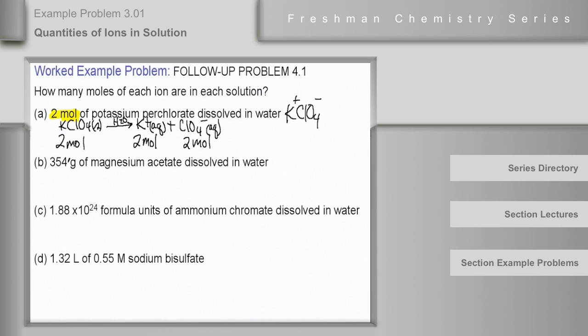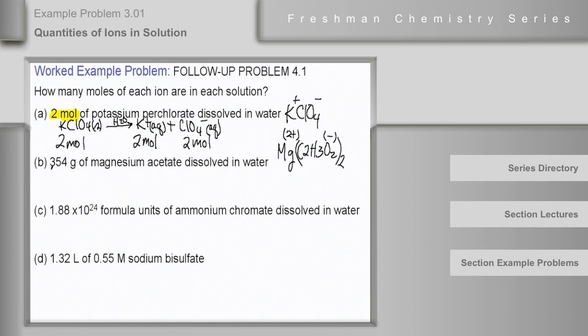If we look at choice B, instead of being given the number of moles, we're given the mass of another electrolyte, magnesium acetate, which is dissolved in water. Magnesium acetate has the formula Mg(C2H3O2) taken twice. This is the acetate ion. It has a single negative charge. Magnesium ion has 2 positive charges, so it's going to require 2 acetate ions in the formula to balance the charge of the magnesium ions.